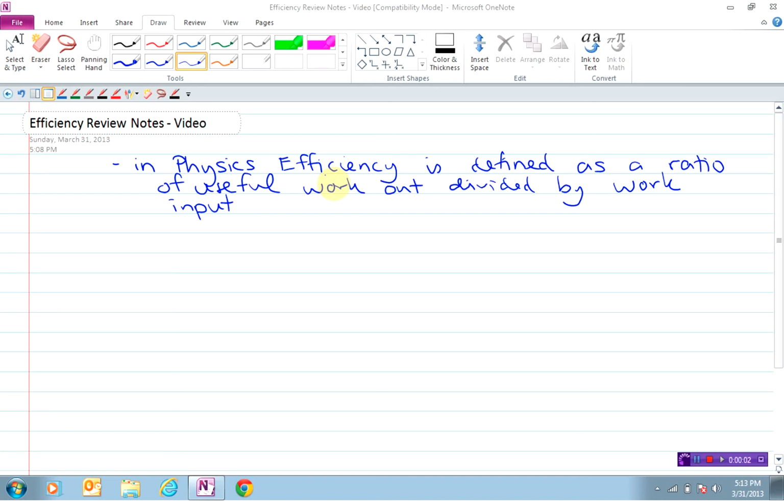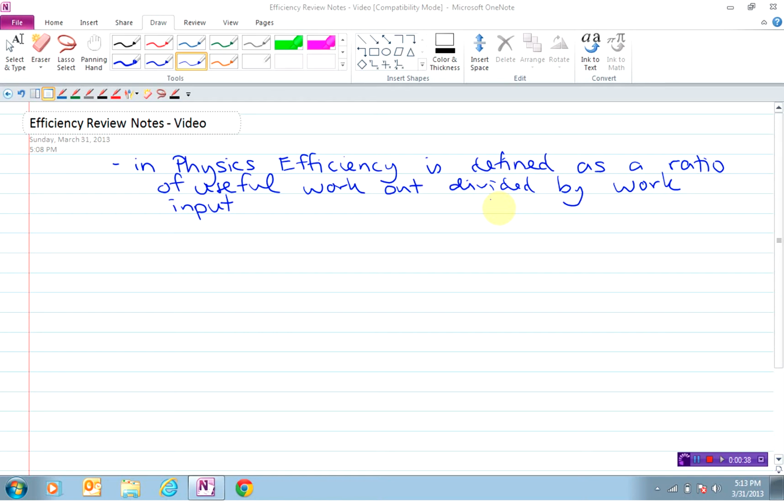Efficiency. Today we're going to talk about efficiency and how to do some simple calculations with efficiency. Now in physics, efficiency is defined as the ratio of useful work out divided by work input. Since work and energy are the same thing, we can also define this as energy out divided by the energy in, and since power is simply energy divided by time, or work divided by time, we can also define it as power out divided by power in.